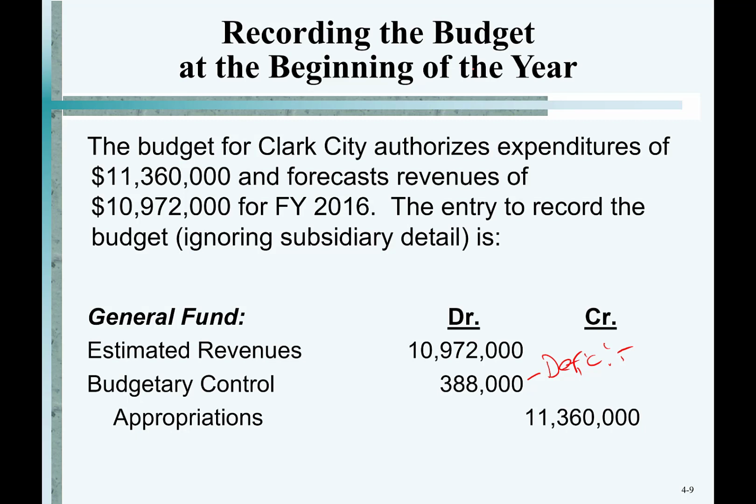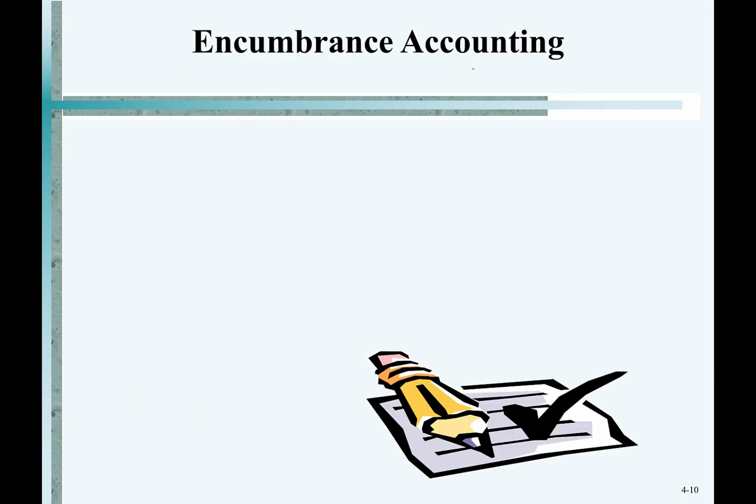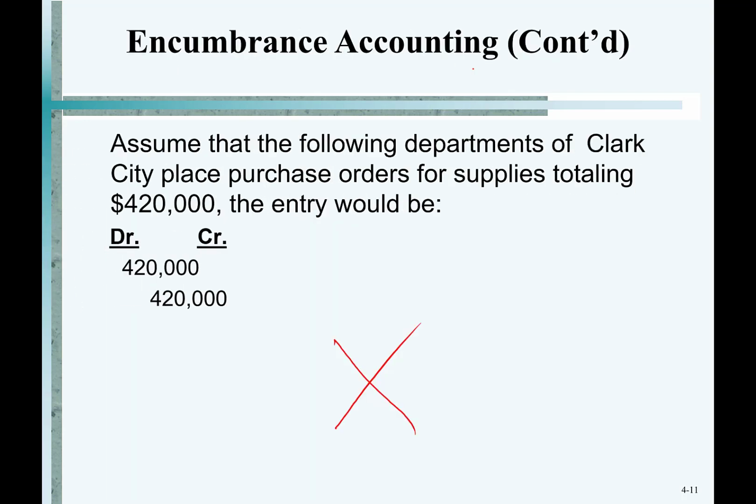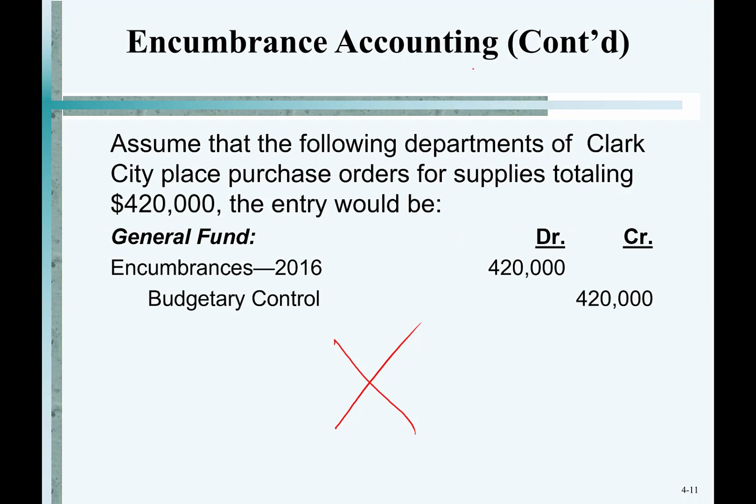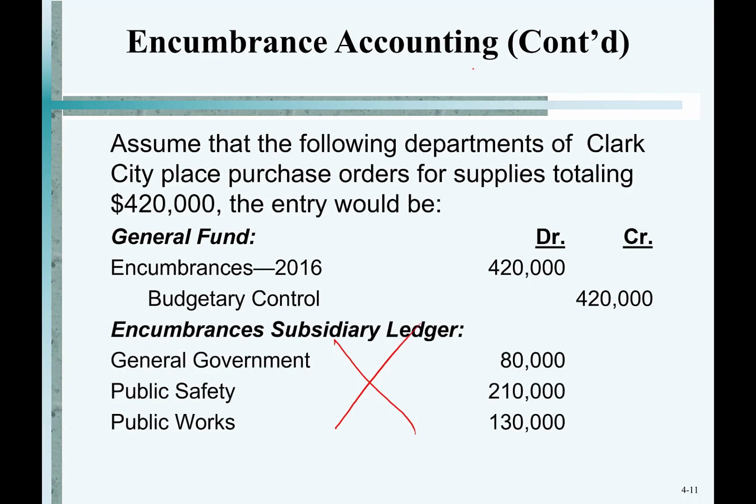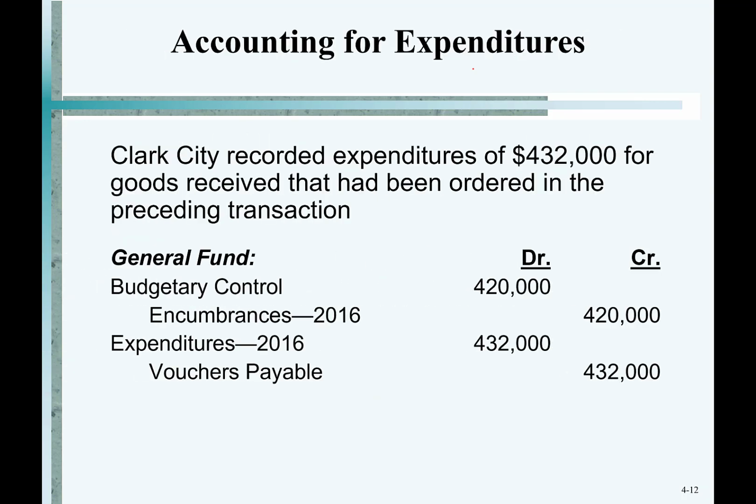Okay, all right, so what happens? You sit here and you have this deficit situation here, right? So you debit the budgetary control for the deficit. Now, when we do our encumbrance accounting, which you already know now, we debit the encumbrance, credit the budgetary control, right? Okay, then what? Don't worry about subsidiary ledger. I'm not asking you about subsidiary ledger in here. When the goods come in, we do what? Reverse for the original amount and debit expenditure, credit voucher payable for the actual.